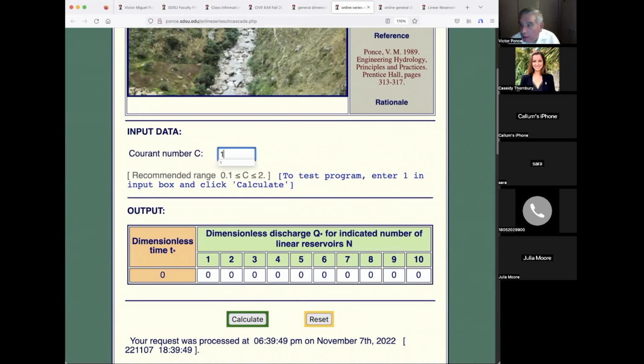1 is in the middle, right? It cannot be more than 2. And that can be usually not less than 0.1. So 1 is in the middle. See this recommended range for 0.1 to 2. Enter 1 in the input box and click calculate.